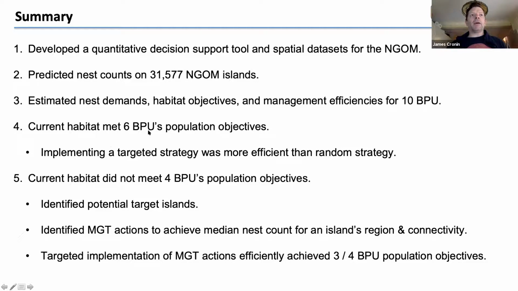The results were that the current habitat met 6 of those biological planning units' population objectives. And if we targeted islands for maintaining their habitat, that was a much more efficient strategy than randomly, a.k.a. opportunistically, grabbing islands. Current habitat did not meet 4 of the biological planning units' population objectives. So we used the model to identify potential target islands, and then to identify management actions to achieve the median nest count given an island's region and its connectivity. Targeted implementation of these management actions efficiently achieved 3 out of the 4 biological planning units' population objectives.